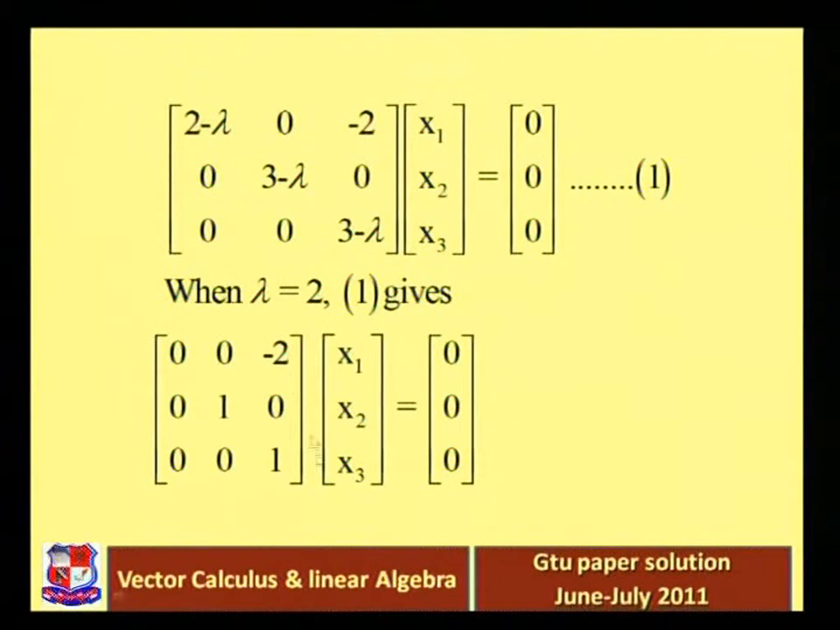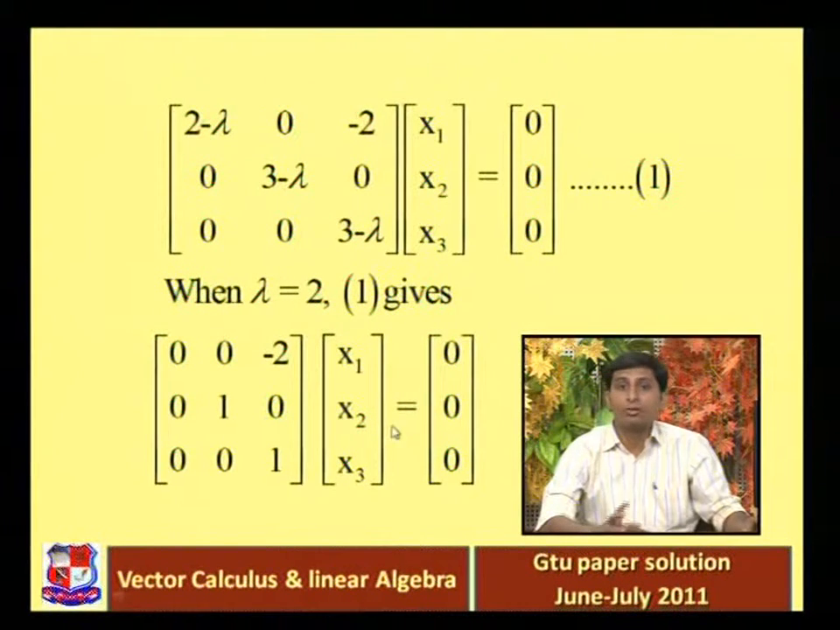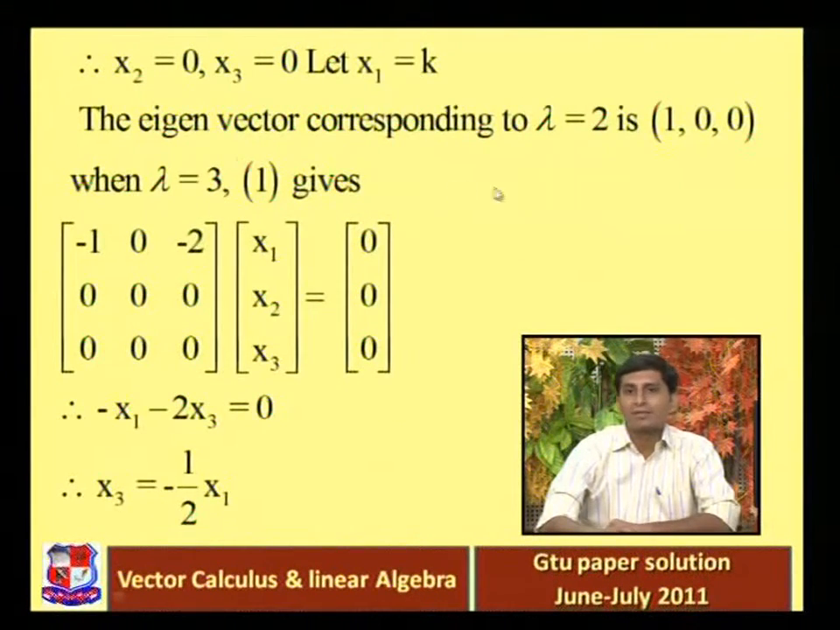You can see minus 2 x3 is equal to 0, so x3 is 0, then 1 into x2 is equal to 0, so x2 is 0 and x3 is 0. So x1 is the only free variable; x2 and x3 are both 0. Take x1 is equal to k, and that's why you get the eigenvector corresponding to lambda is equal to 2 as 1, 0, 0. Now we also want to find the eigenvector corresponding to lambda is equal to 3.